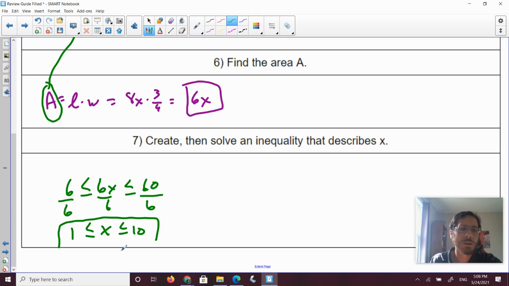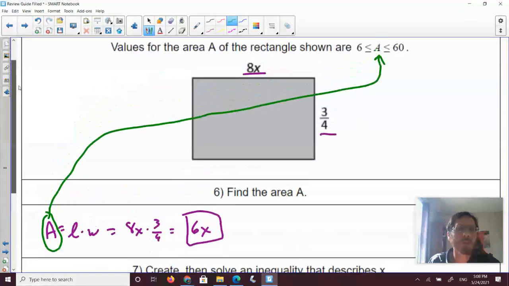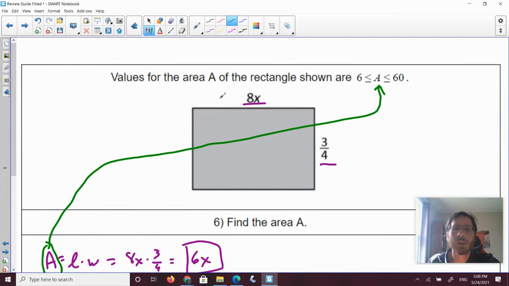So it's a big inequality. You could write it with the word and. X is greater than or equal to 1, and x is less than or equal to 10. But I like this form because that's what it's given to us in the statement of the problem.